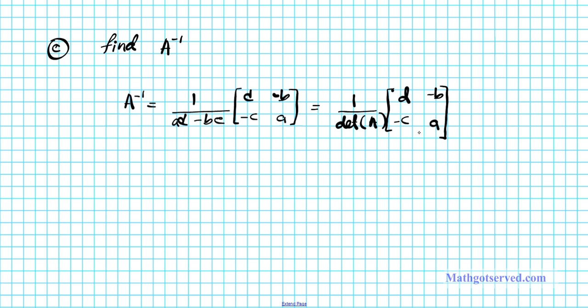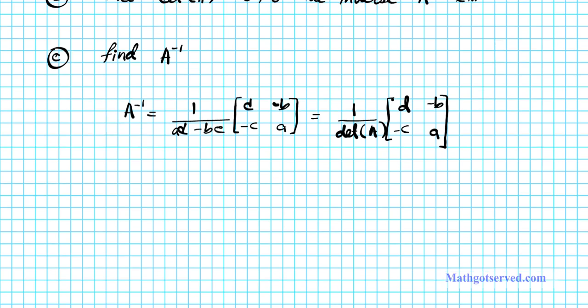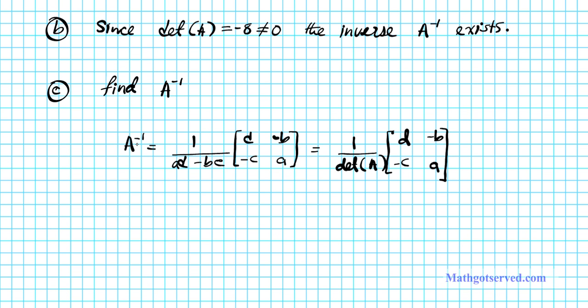Okay? Remember, this formula is just for 2 by 2 matrices. Now, do you see why a non-zero determinant is needed for the inverse to be defined? Look here, if this value, determinant of A, were 0, what will be happening in essence is you're going to be multiplying 1 over 0 times D, negative B, negative C, A.